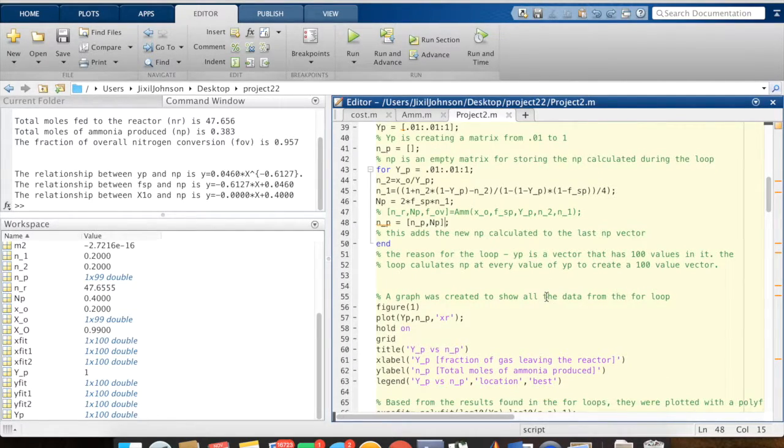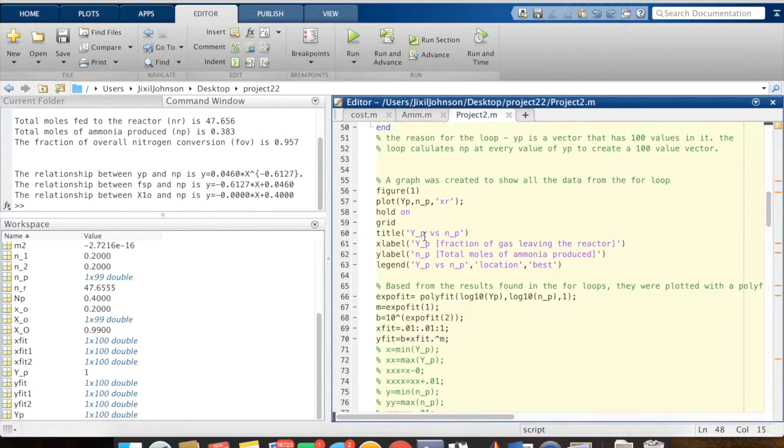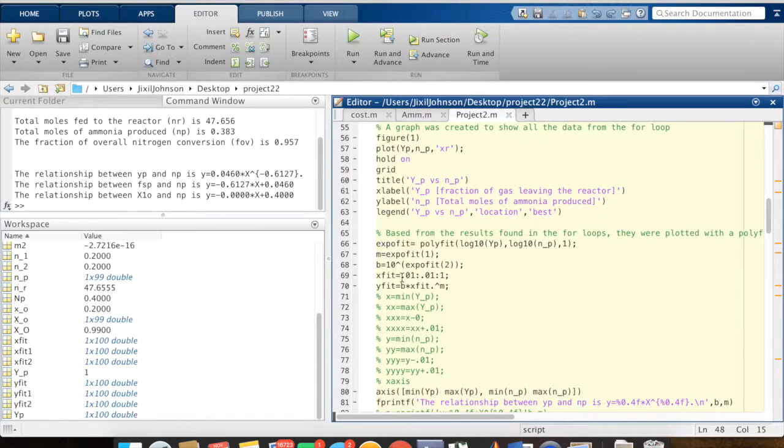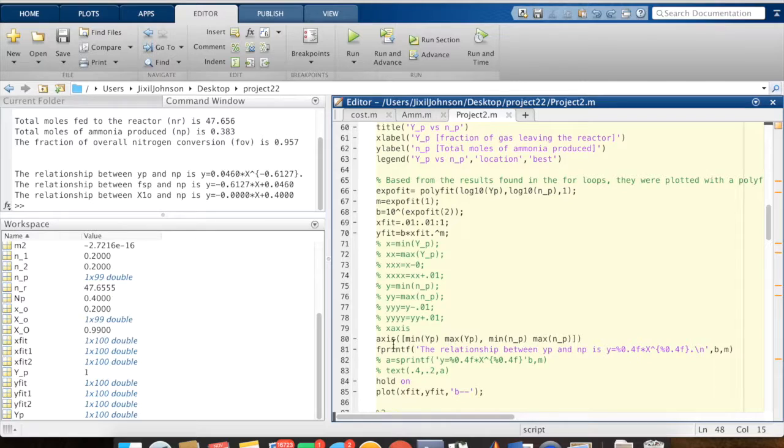Then we were asked to graph the function, so we graphed yp versus np. We use the polyfit function for an exponential fit, taking log10 of both, to get the slope and the y-intercept using xfit from 0.01 to 1. We didn't want to hard code it, so we set the axis equal to the minimum of yp and the maximum of np.